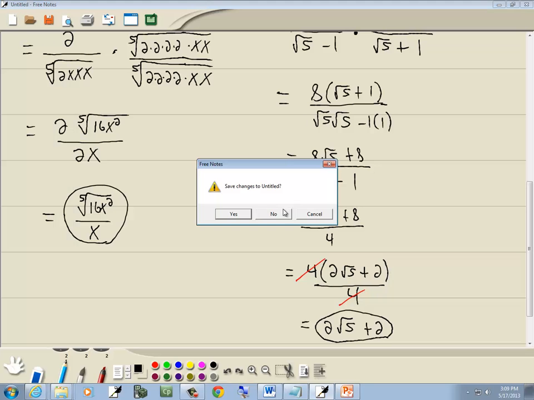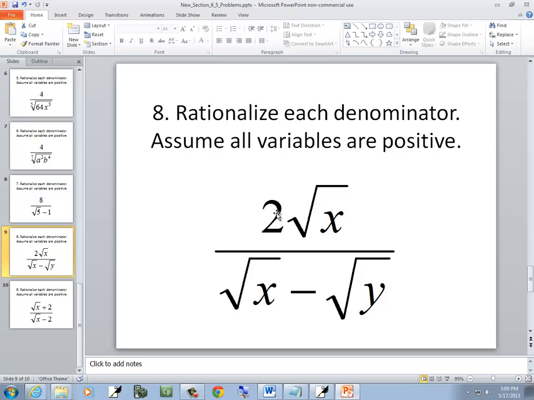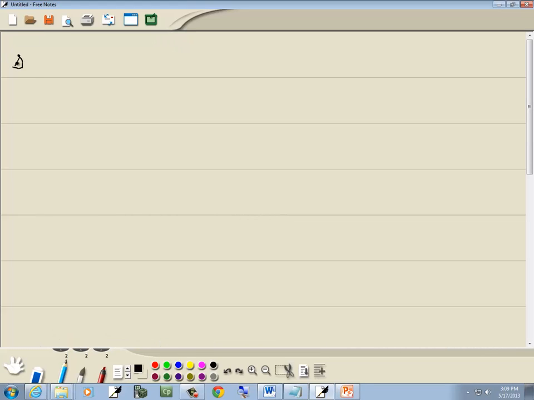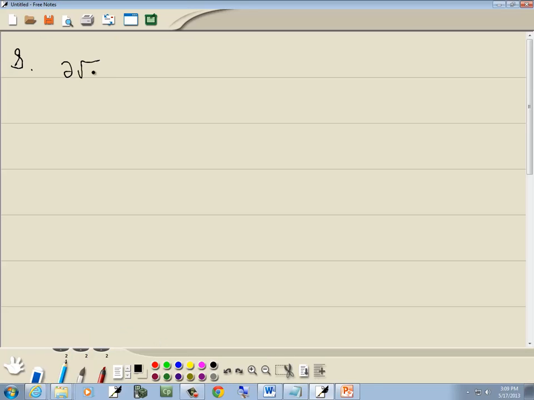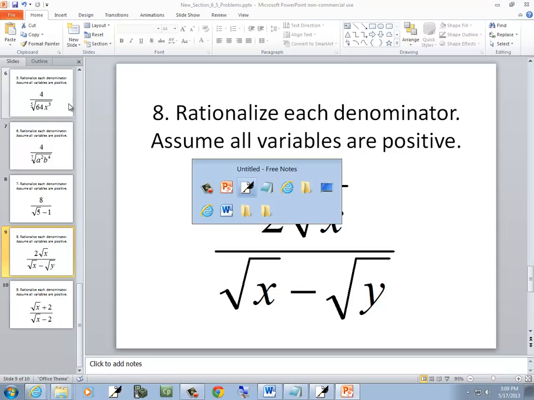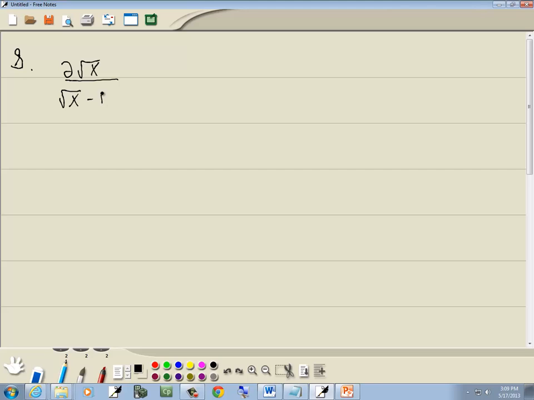Let me start a new page. And let's take a look at this next one. Two square root of x over square root of x minus square root of y. Again, the problem here is we got square roots, we got radicals in the denominator. They don't have to be square roots, you just got radicals in the denominator.